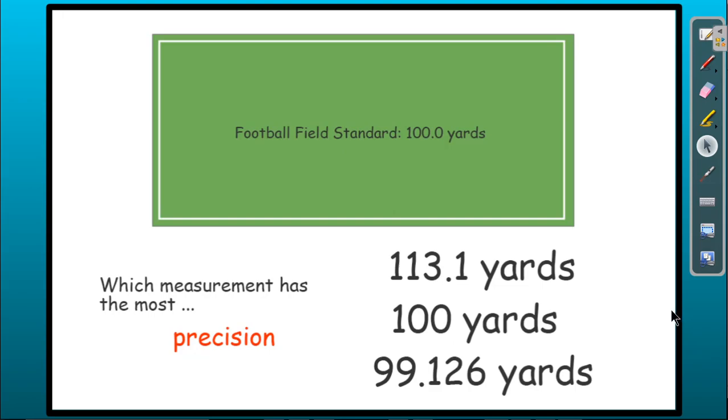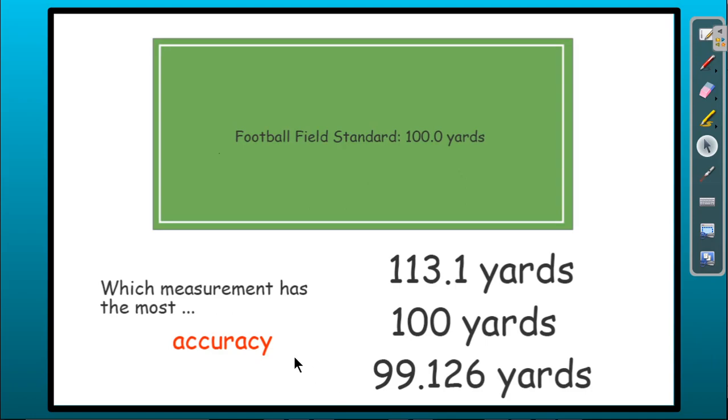Okay, your turn to think about this. Imagine that you have a football field, and it's 100 yards. Of the three measurements here, which one is the most precise? Stop for a second to think. Okay, if you guessed this being the most precise, you're correct. Of the three results right here, this one gives you the most digits after the decimal point. And as I said, precision has to do with digits after the decimal point. That instrument had a smaller scale.